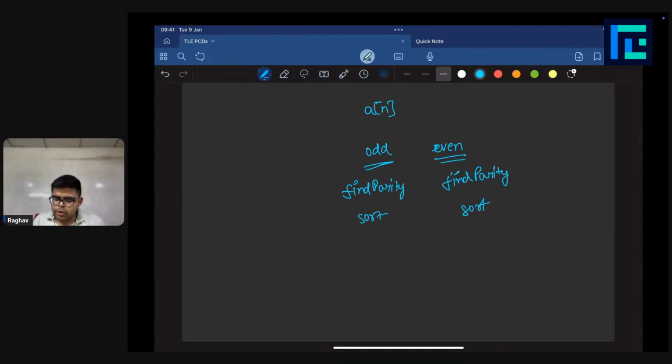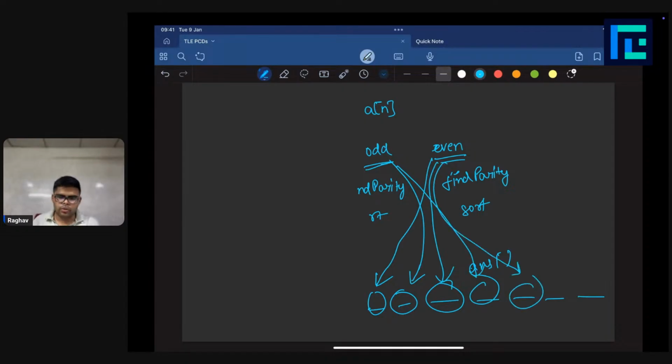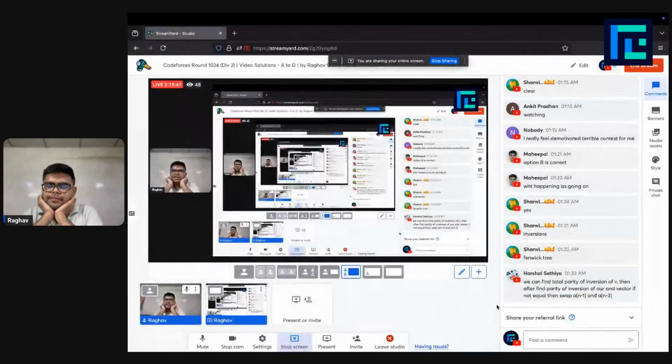And after sorting them, you can create your answer array, because in your answer array, at the first position, it would be the first element of this even array. At this position, it would be the first element of this odd array. At this position, it would be the second element of the even array, then second element of the odd array, then third element of the even array, and so on. In that way, you can create this answer vector. And in case the parities of odd and even were different, then you can swap the last element with the last third element, and that would be your answer. So, guys, is it looking good?